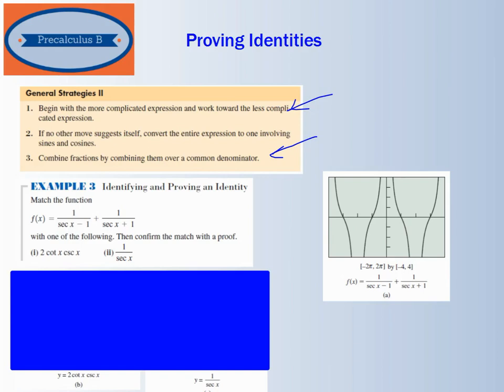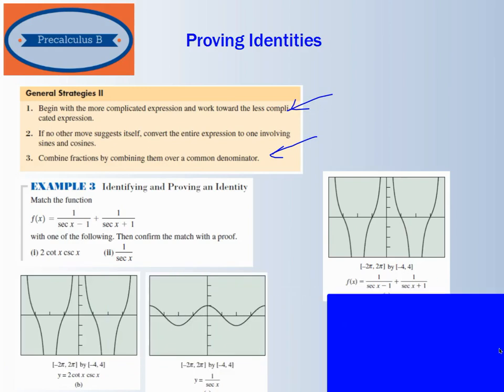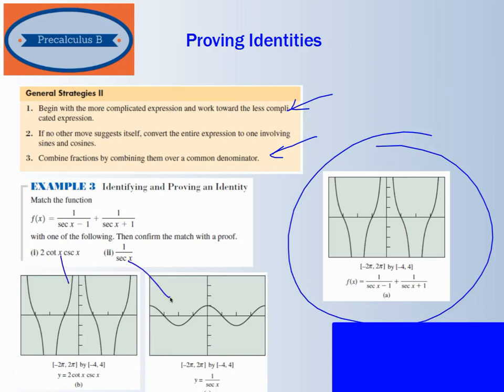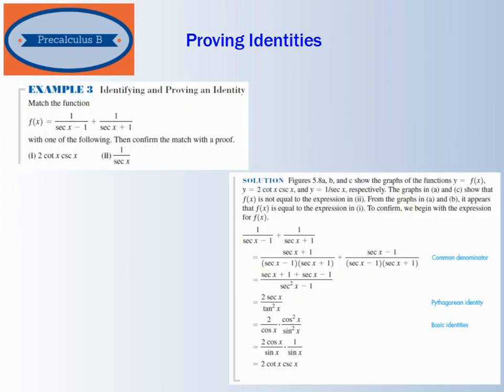Well, to match it, the simple way to do that is just to look at the graphs. My graph of my original function is here on the right, and I take a look at the graphs of the other two functions below, and we're able to see very quickly the match occurs with 2 cotangent x cosecant x. So then we want to confirm that match with an actual proof. All right, so let's go see how that proof is done.